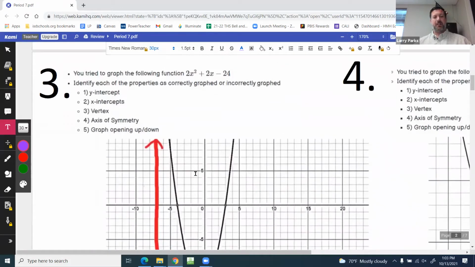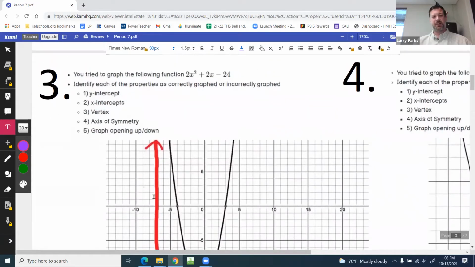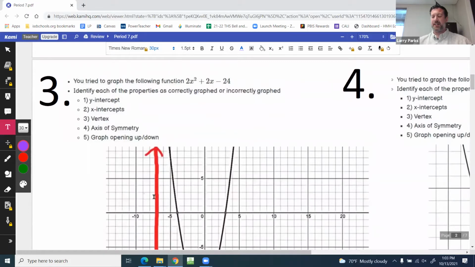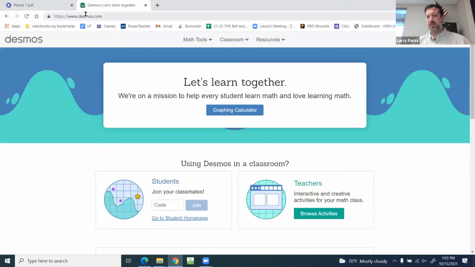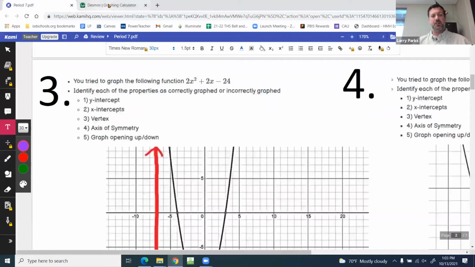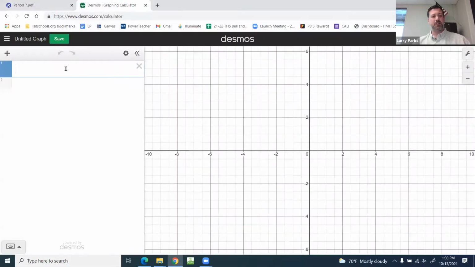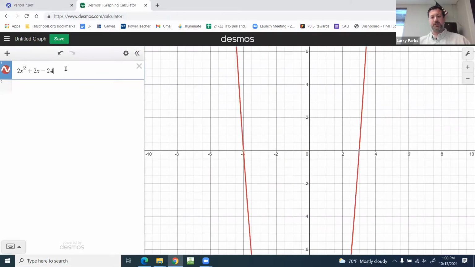Number 3, you tried to graph the following function. Identify each of the following properties as correctly graphed or incorrectly graphed. Now, it's better to work with these by factoring. If I were to factor each of these, I would not have time to go through every problem. So I'm actually going to show you how to get it from Desmos, just for sake of time. So 2x squared plus 2x minus 24.